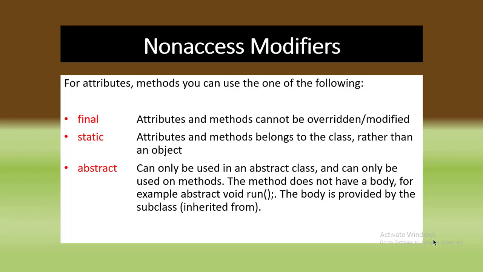For example, abstract void run. This is an abstract method. The body is provided by the subclasses that inherit from it. When we use an abstract method, it doesn't have any body. We provide this abstract method's body in the subclasses. Let's jump to the Eclipse IDE and work on it practically.